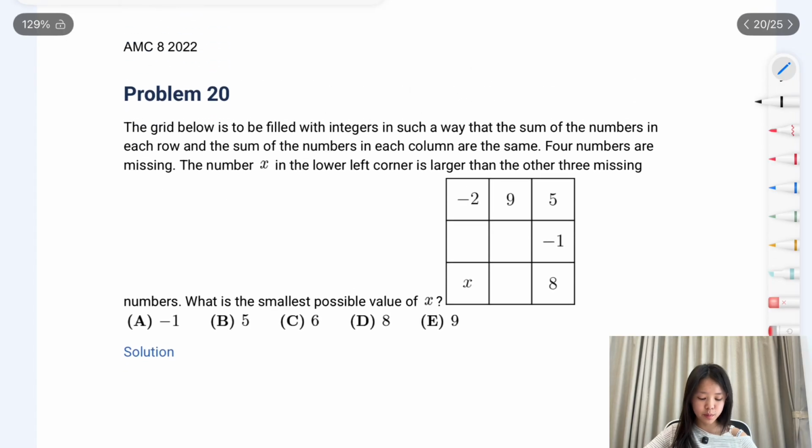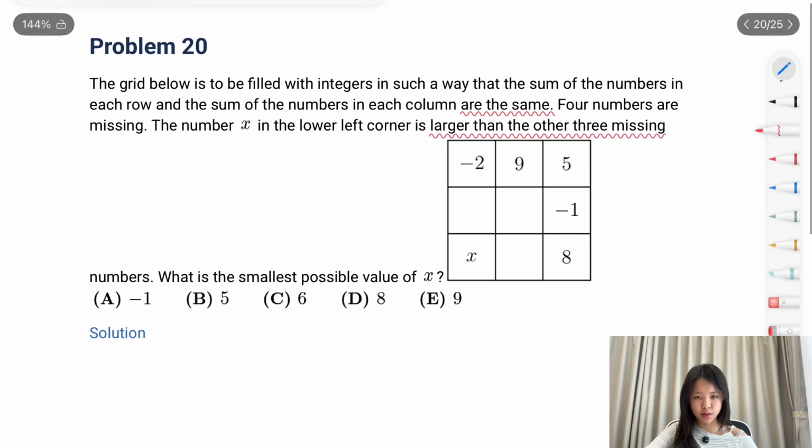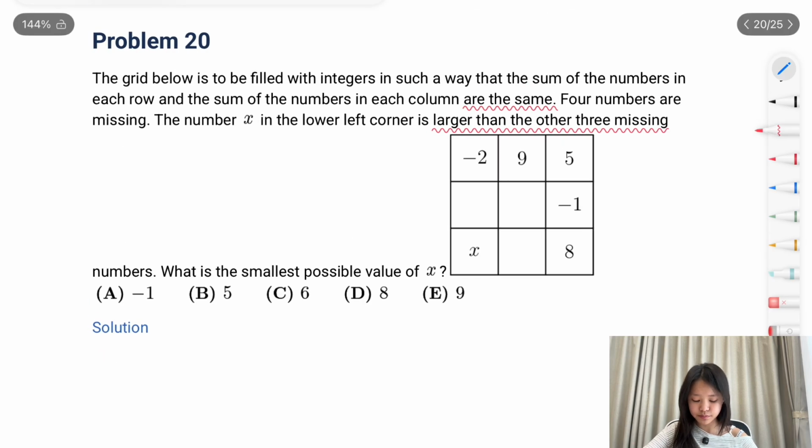Problem 20. The grid below is to be filled with integers in such a way that the sum of the numbers in each row and the sum of the numbers in each column are the same. So 4 numbers are missing and the number x in the lower left corner is larger than all the other 3 missing numbers. What is the smallest possible value of x?